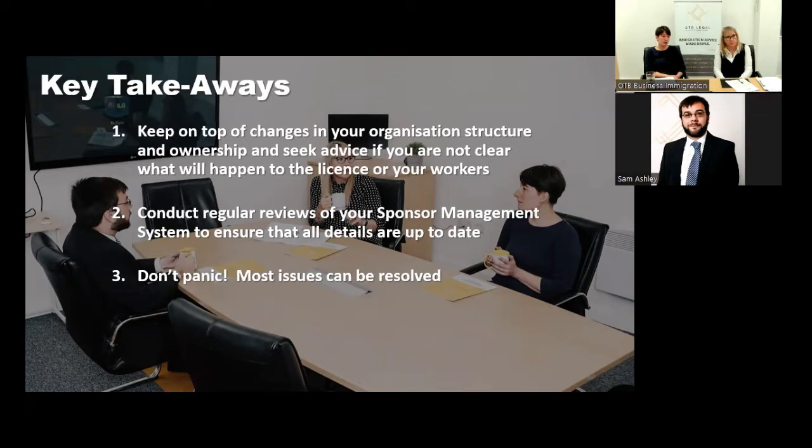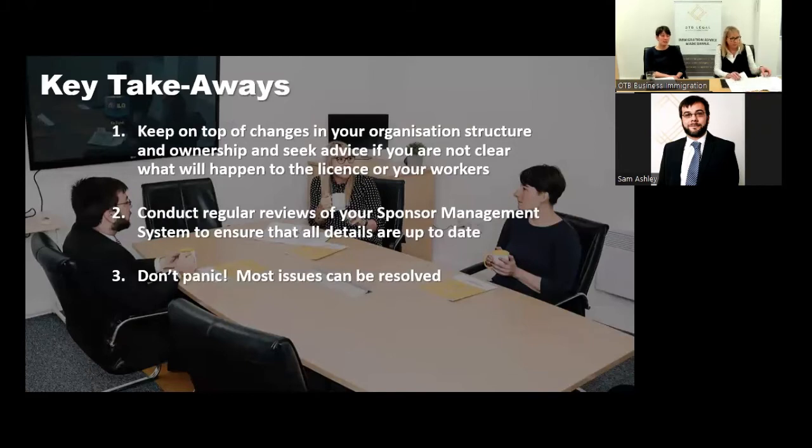It is always helpful to conduct regular reviews of your SMS to make sure that all details are up to date. You should log into the SMS at least once a month. That's because the Home Office posts updates to all sponsors on the front page, and they do sometimes check how often sponsors are logging into the SMS. But equally, an annual review to make sure that anything that you have forgotten, anything that has slipped through the gaps, can get mopped up at that point is worth doing.